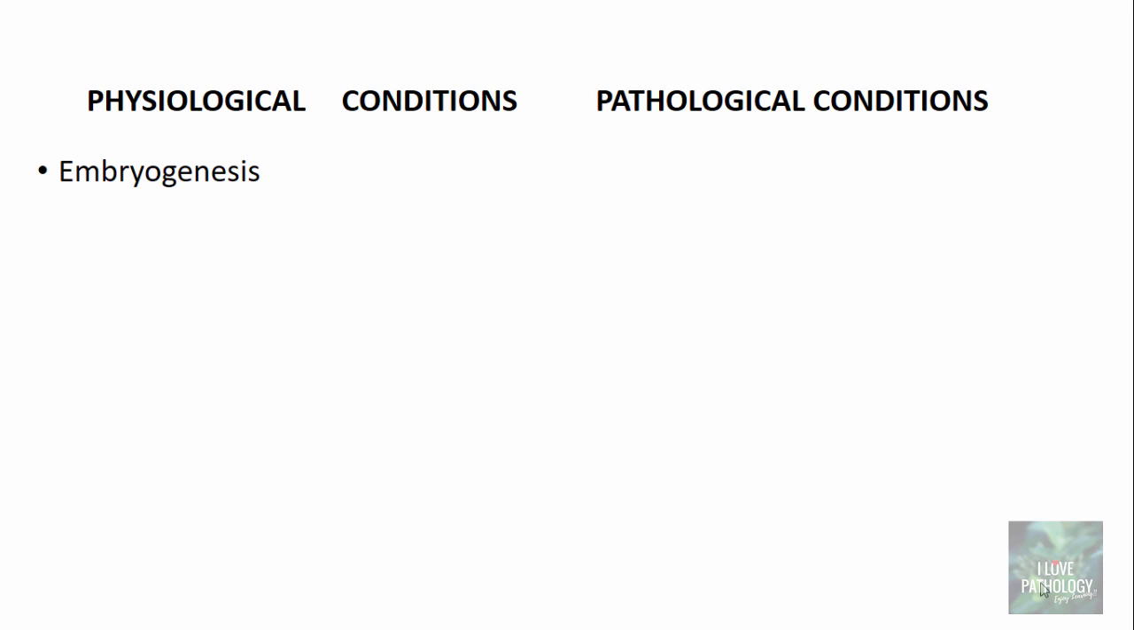The first and foremost physiological condition is embryogenesis. The sculpting of the human embryo is all because of apoptosis. When I say that, I mean, for example, the formation of fingers and toes of the fetus requires the removal of the tissue between these fingers and toes, and that happens by apoptosis.